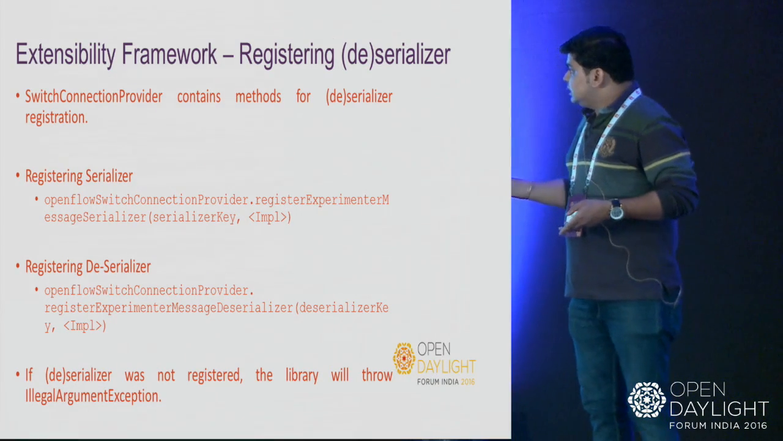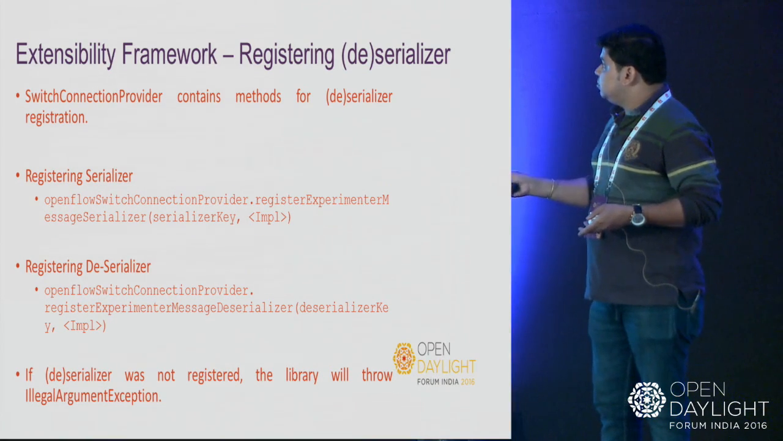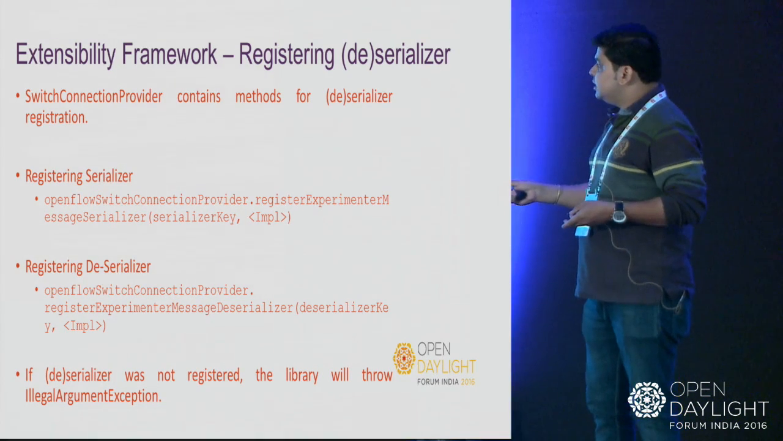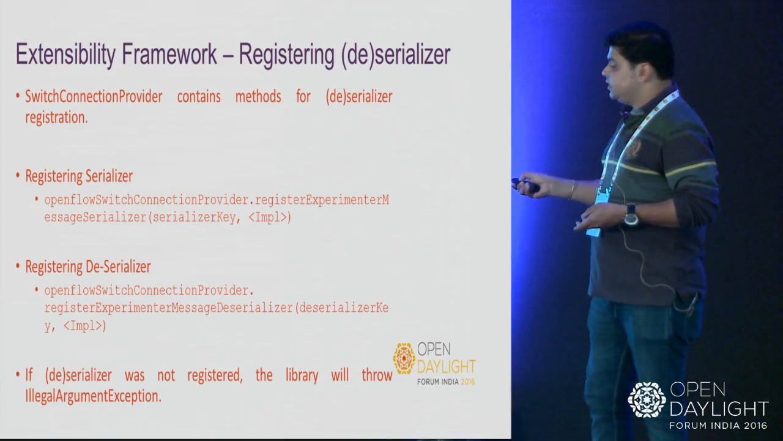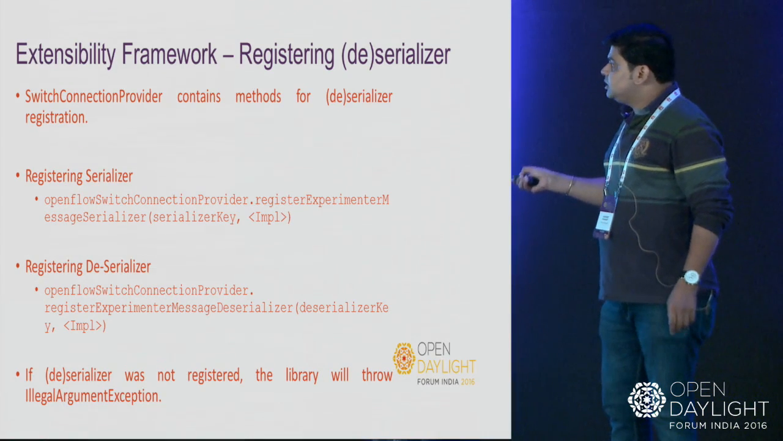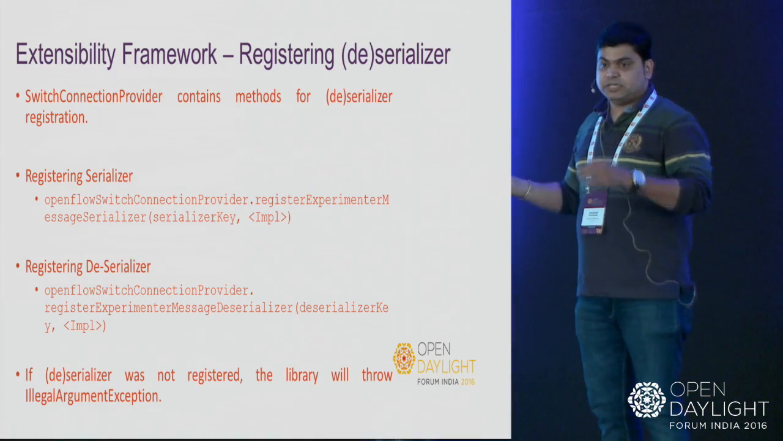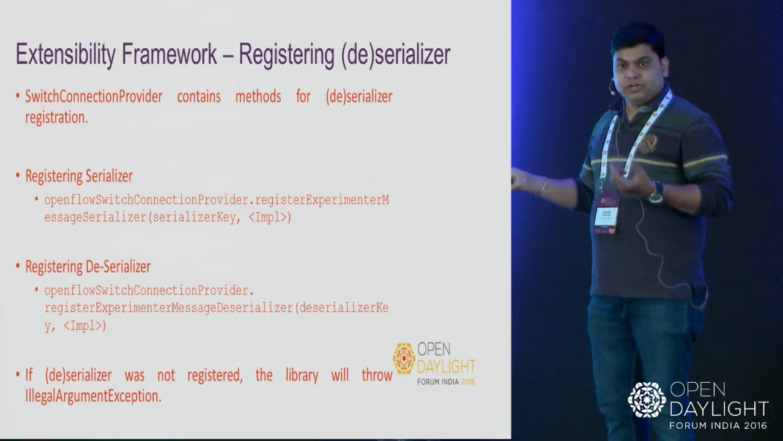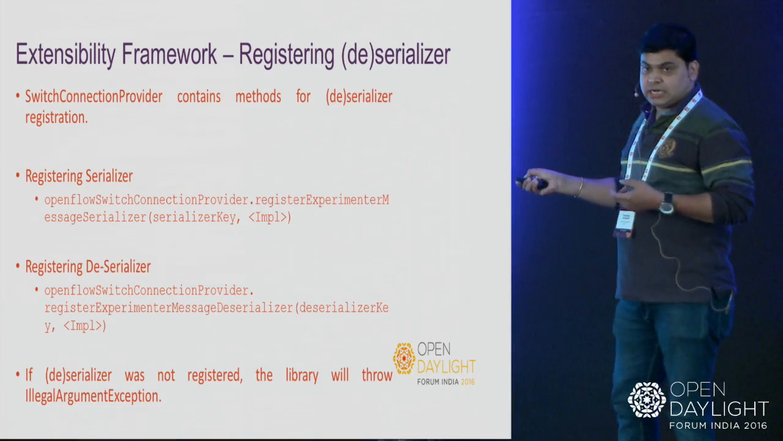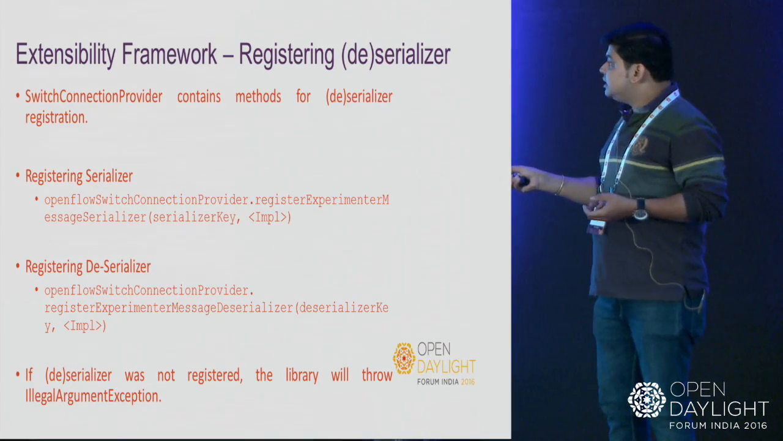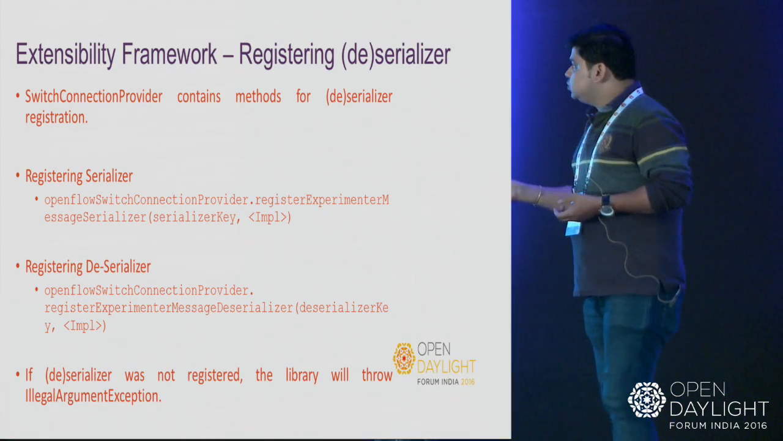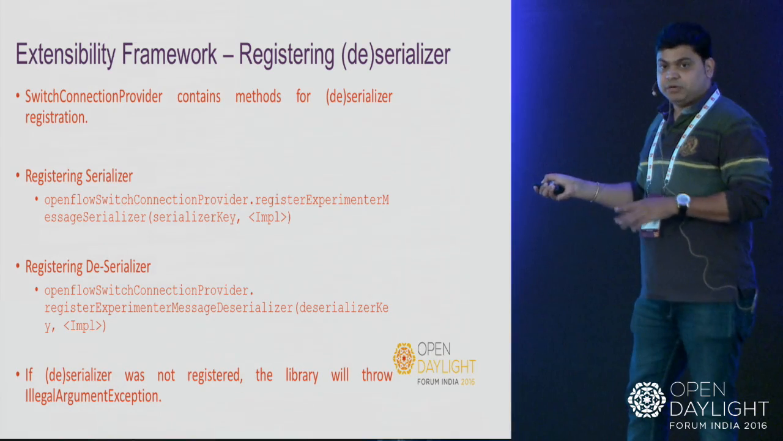If you see, this OpenFlow switch connection provider instance is used to register my experimenter message serializer. This experimenter is very generic; it's very specific here. We can also register my match extension serializers based on the match action. As I told, we'll be covering mostly the experimenter message part. Based on what implementation I am extending for the vendor extension, these methods will change, but all are present for this provider.